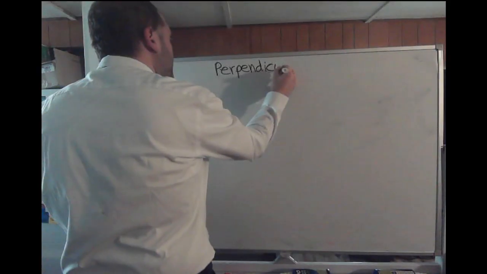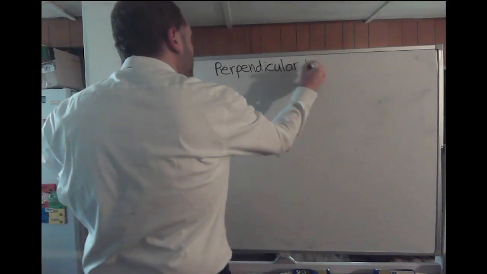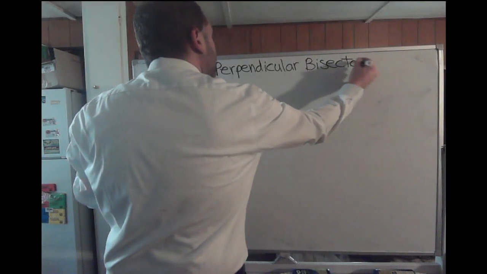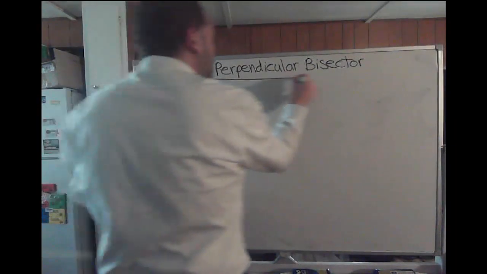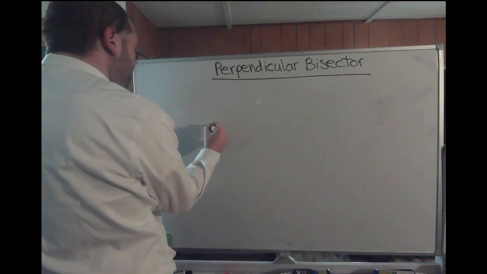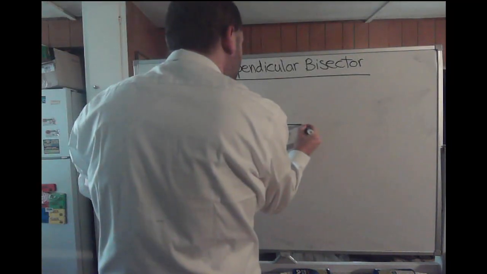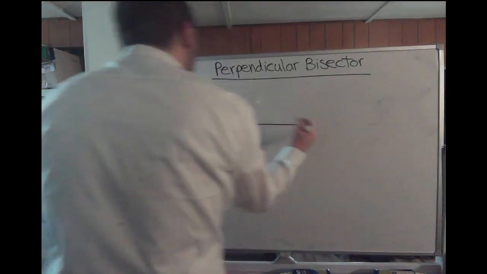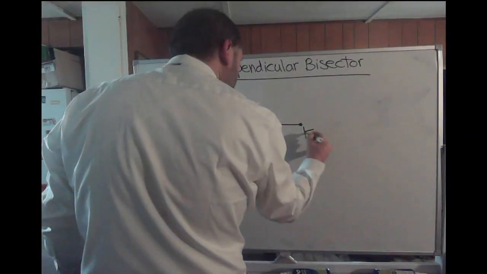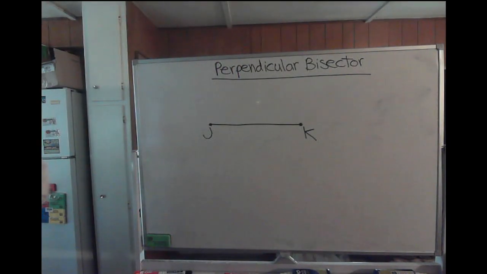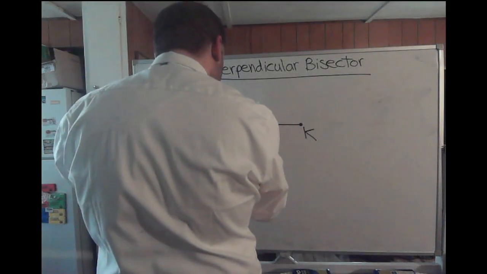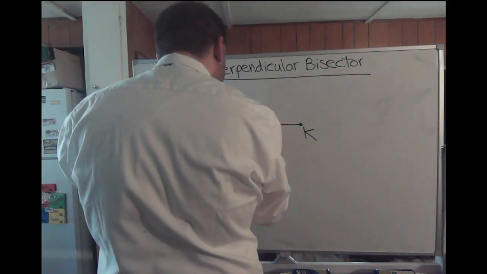Perpendicular bisector. That's a big one. We get to talk about perpendicular bisectors here. This will be point J, this will be point K. Alright, then we'll draw this in red through here at point M.